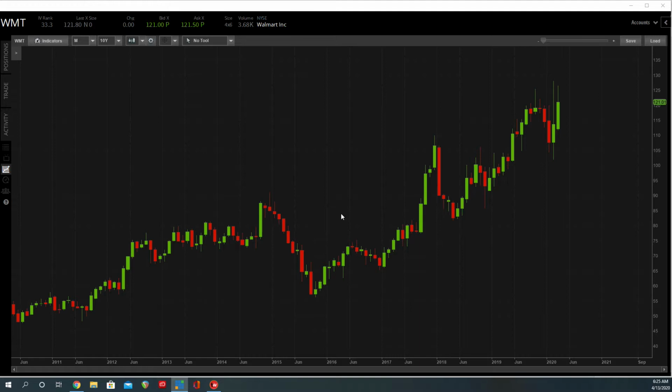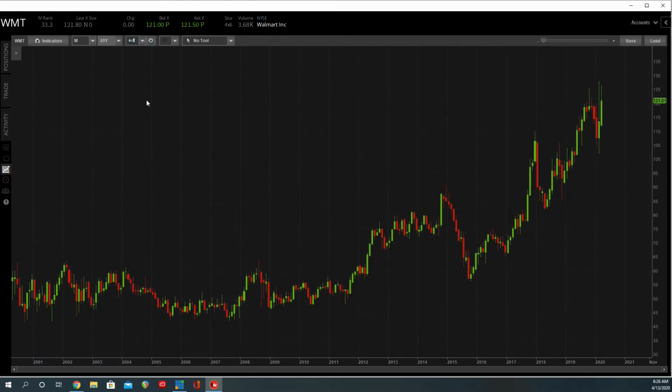So I have pulled up Walmart, WMT, and I have set my time frame for monthly bars. That means each one of these red and green bars represents a full month of trading. And I've gone back 10 years. I think that's as far back as these guys let you go. Oh, they'll actually let you go back 20 years. Oh, that's nice. Okay, cool. So you're looking all the way back to 2001, a little bit before 2001. You're looking back at 2000 actually, all the way to the left.